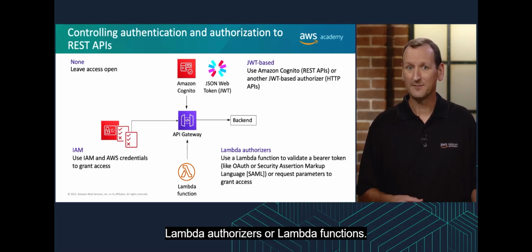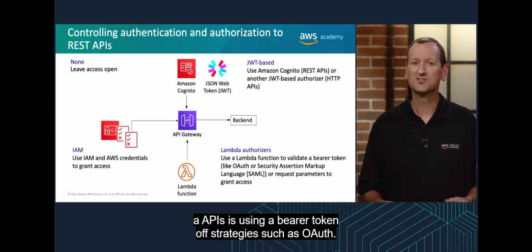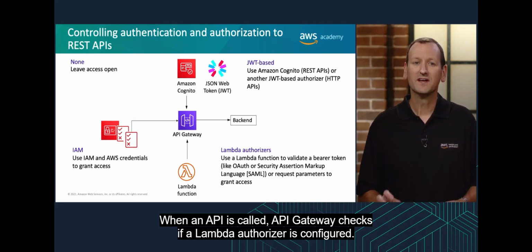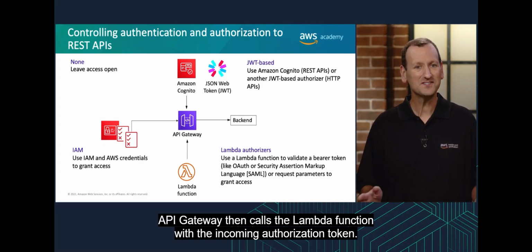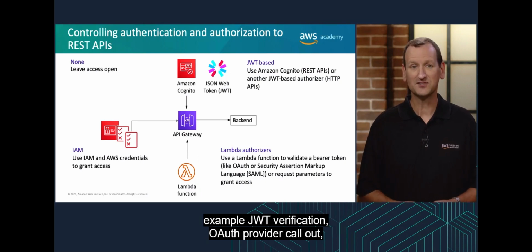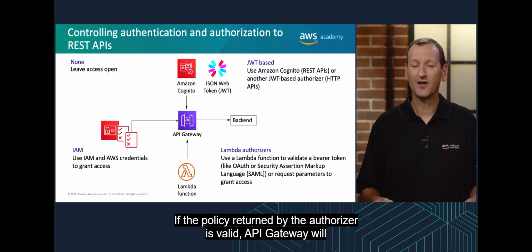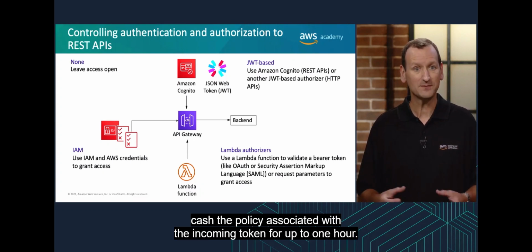Lambda authorizers are Lambda functions. With custom request authorizers, you can authorize access to APIs using a bearer token auth strategy such as OAuth. When an API is called, API Gateway checks if a Lambda authorizer is configured. API Gateway then calls the Lambda function with the incoming authorization token. You can use Lambda to implement various authorization strategies, for example, JWT verification or OAuth provider callout, that return IAM policies to authorize the request. If the policy returned by the authorizer is valid, API Gateway will cache the policy associated with the incoming token for up to 1 hour.